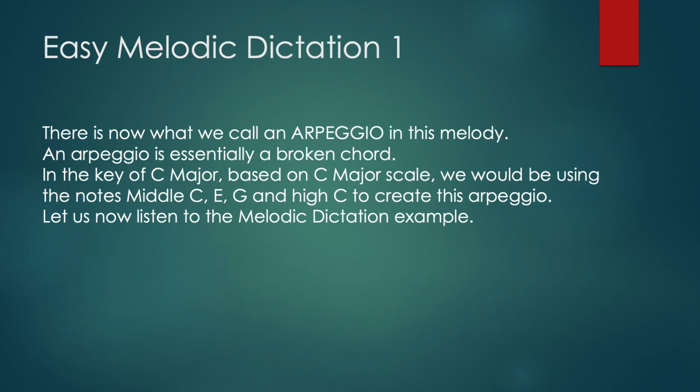Easy melodic dictation number 1. There is now what we call an arpeggio in this melody. An arpeggio is essentially a broken chord. In the key of C major, based on C major scale, we would be using the notes middle C, E, G and high C to create this arpeggio. Let us now listen to the melodic dictation example.